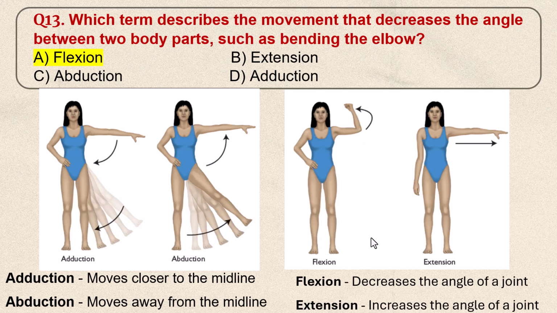You can see in the picture, this is adduction. Adduction moves closer to the midline. You can see the hand coming towards the midline is called adduction. Away from the midline is called abduction. But here, flexion is when you bend the arm, which decreases the angle of the joint. Extension increases the angle of the joint. In our case, the question asks for the movement that decreases the angle between two body parts, so the correct answer is A.